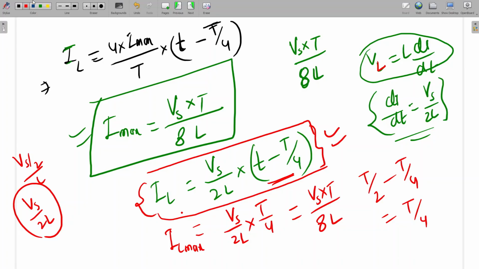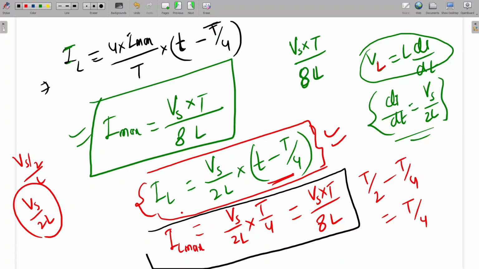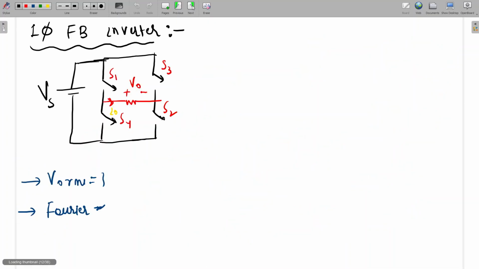See, this peak value question was already asked in GATE, like what if this kind of circuit is given? What will be the peak value? The peak value for half bridge will be Vs times T divided by 8 times L. Okay. I will do the same thing for full bridge also.